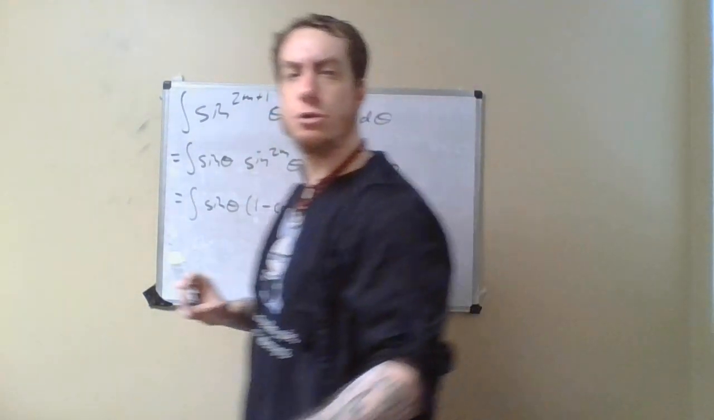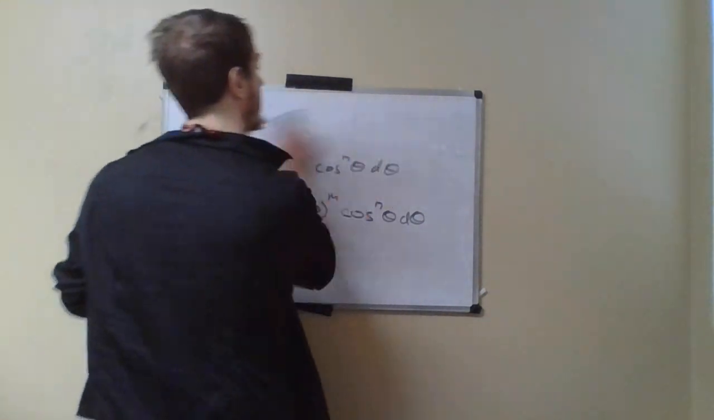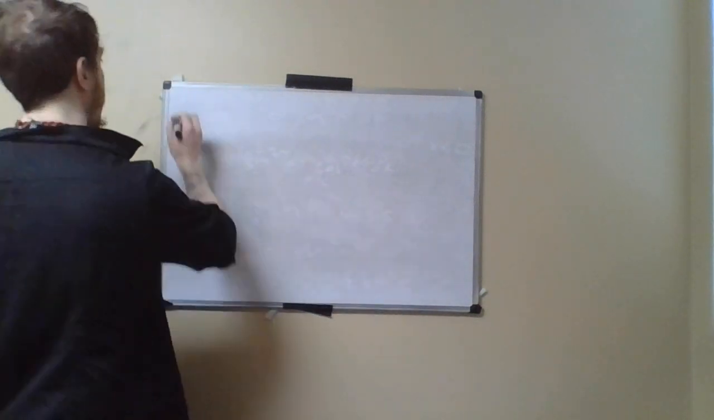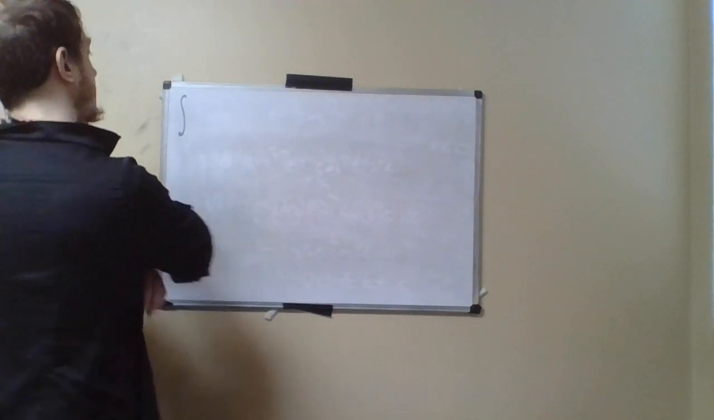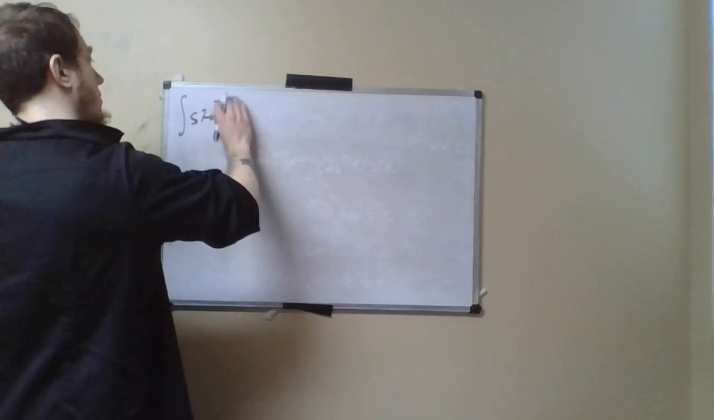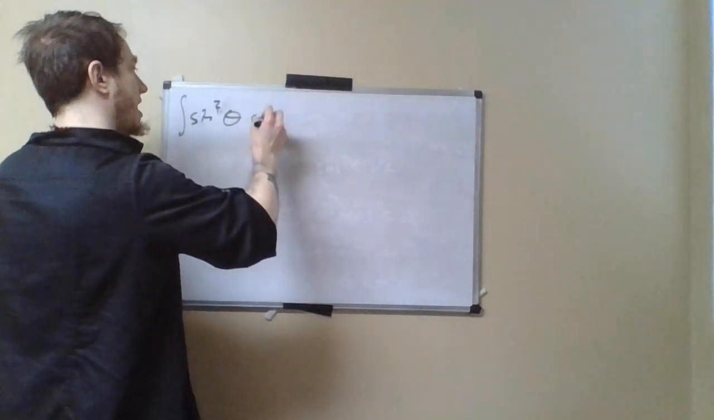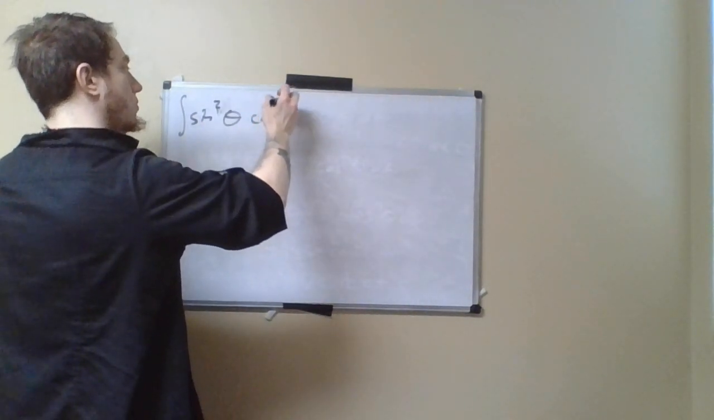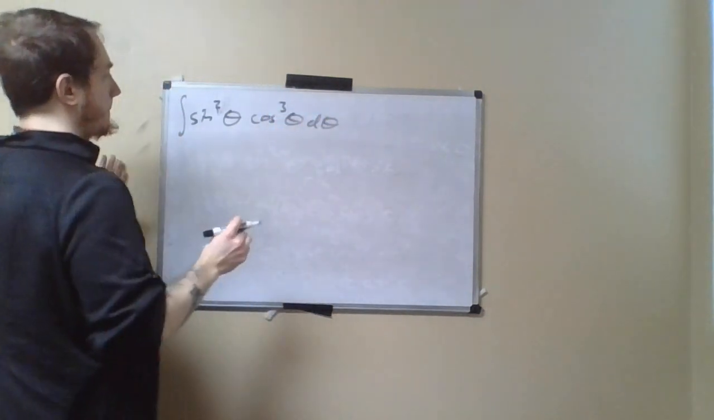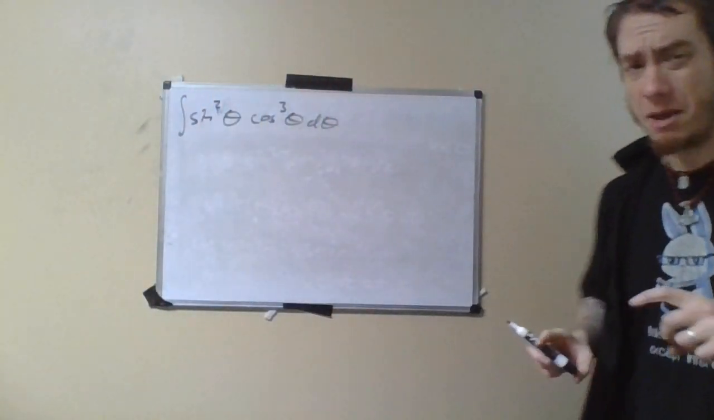The same is actually true if we have an odd power of cosine, except we do the opposite kind of thing. So let's take a look at that sort of scenario. Let's suppose that I had the integral of, say, sine squared theta cosine to the third theta d theta. Let's just go with this, because it'll illustrate what I'm talking about.